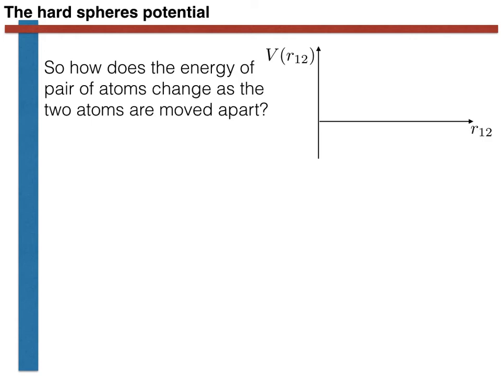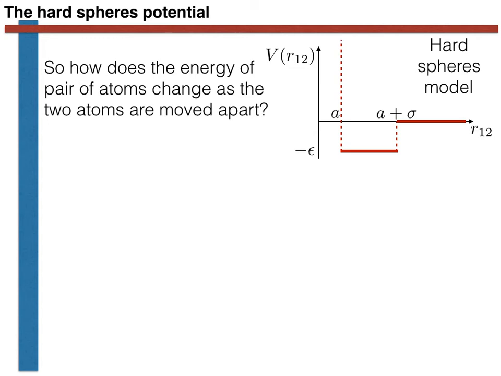The simplest model that we can use to model this form of interaction is known as the hard spheres model. In this model, the potential is zero when the atoms are far apart. At a separation of A plus sigma, however, the potential changes discontinuously, and in order to incorporate the effect of the attractive interactions, the potential falls to a value of minus epsilon. The potential retains this value until the separation gets to a value of A. At this value, it changes discontinuously once more and shoots off to a value of plus infinity.